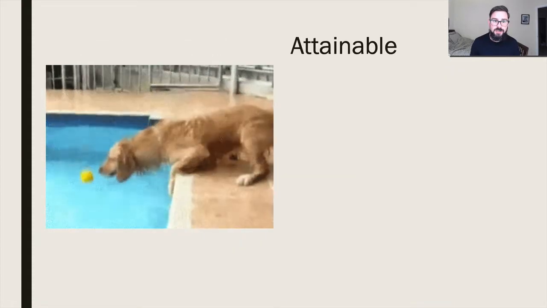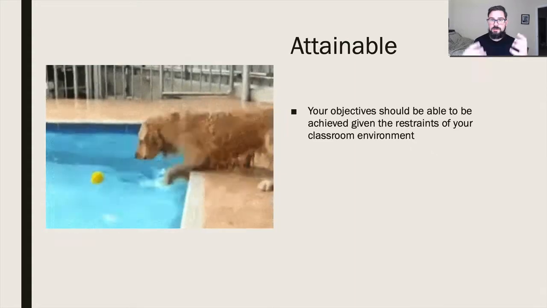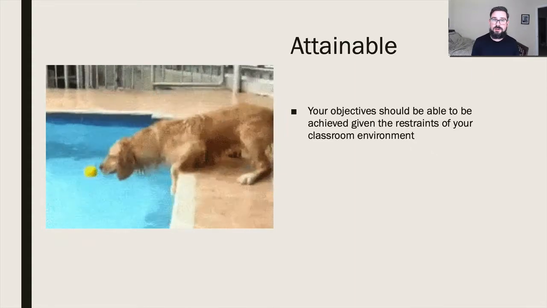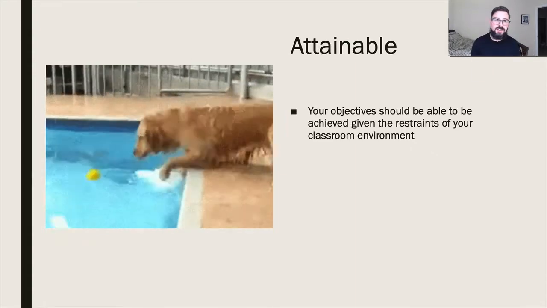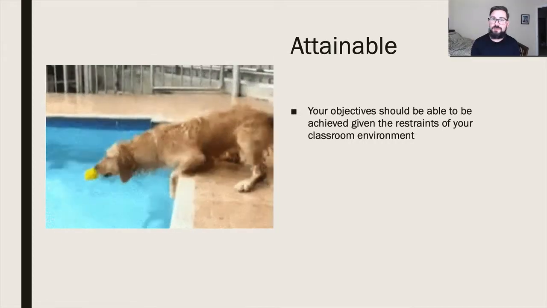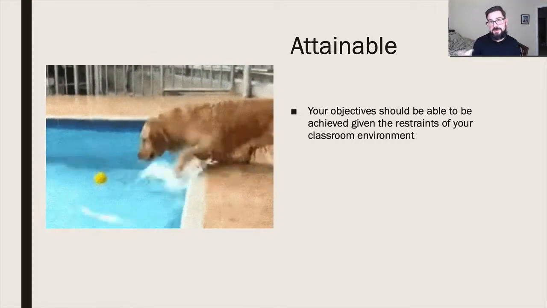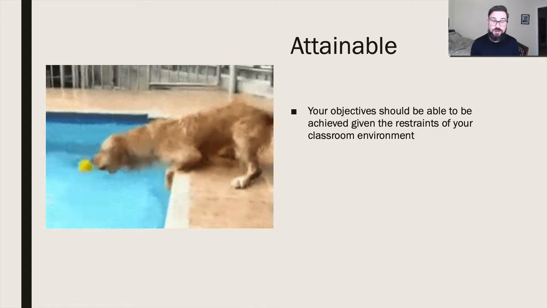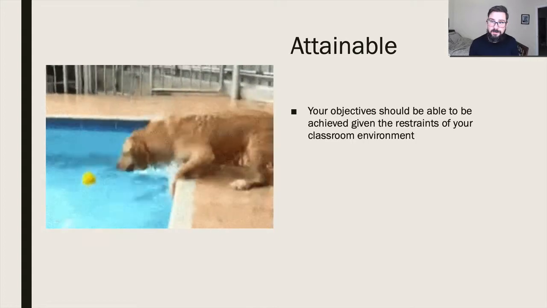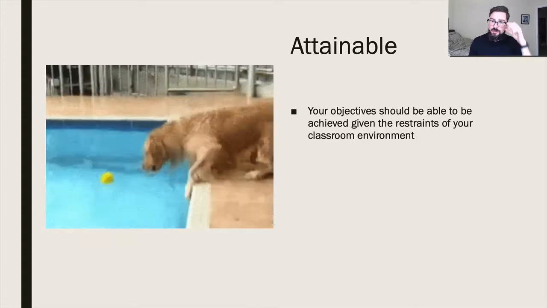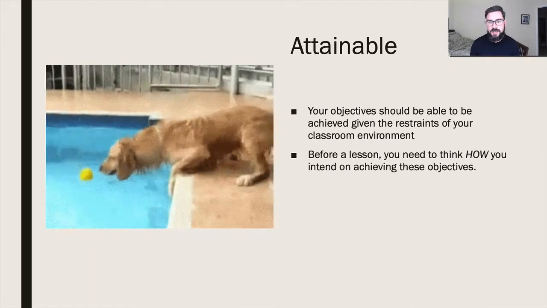So they also must be attainable. Your objectives must be reachable for students, okay? If you have some sort of goal that is beyond the reach of students, you're just going to frustrate them. But on the flip side, if it's too easy, then it's not going to be all that engaging for students. So they should be able to be achieved given the restraints of your classroom environment.